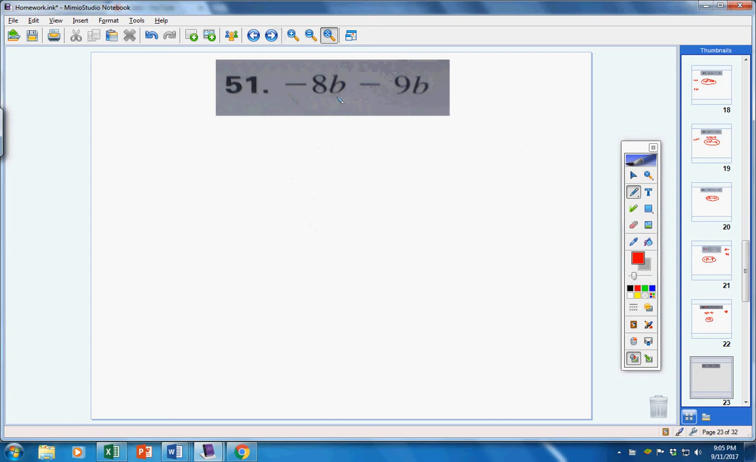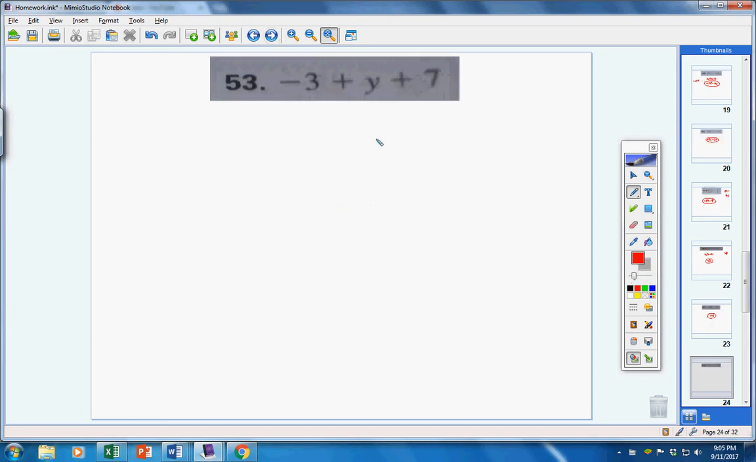I have 51. I have a b term and a b term. They are like terms. So write your b, a negative 8 and a negative 9. Now if you were multiplying, that would be a positive, but you're not. You're combining, so you owe 8, you owe 9, so now you owe 17. Negative 17b. Alright, number 53.